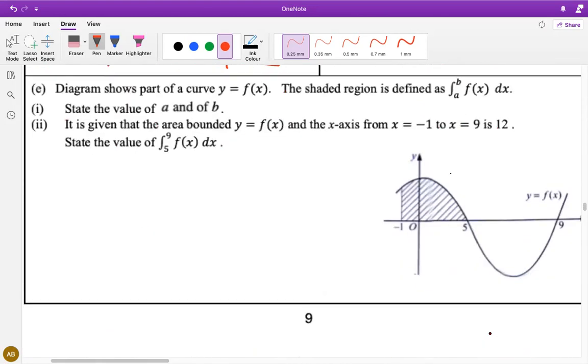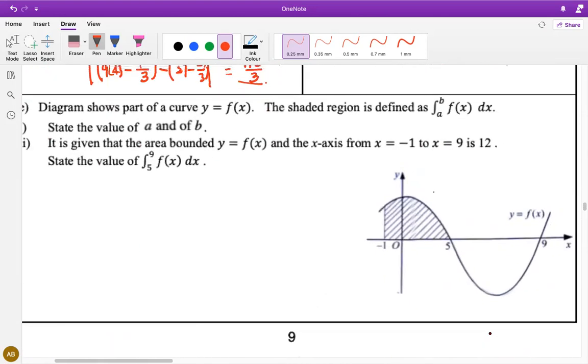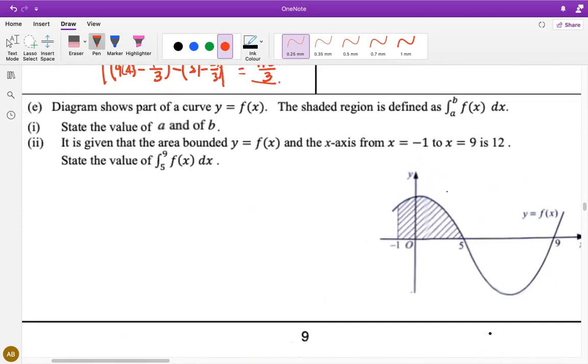So now we go to the next one. Okay, this is a bit of application. The diagram shows a curve y equals f(x) like this. The shaded region is defined as the integral from a to b of f(x) dx. Find the value of a and b. So the shaded region is A, this is f(x). So we just apply the formula. So what is a and b? From here you can see a and b are negative 1 and 5.